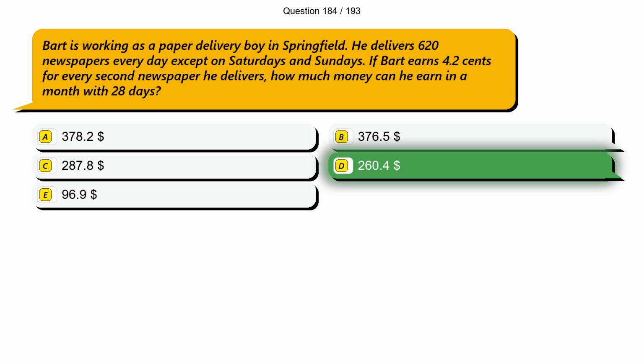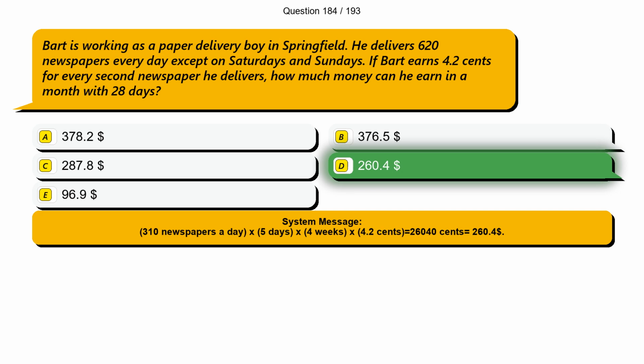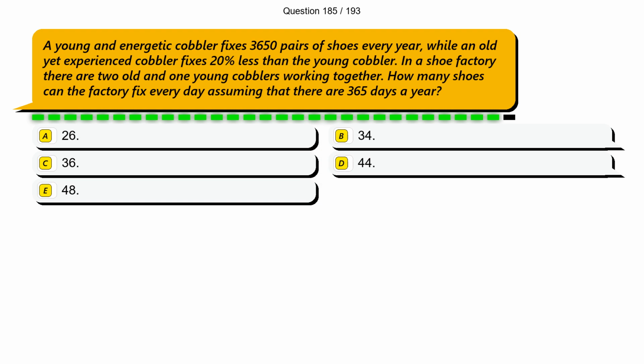The correct answer is option D, $260.40. 310 newspapers a day, times 5 days, times 4 weeks, times 4.2 cents, equals 26040 cents equals $260.40.